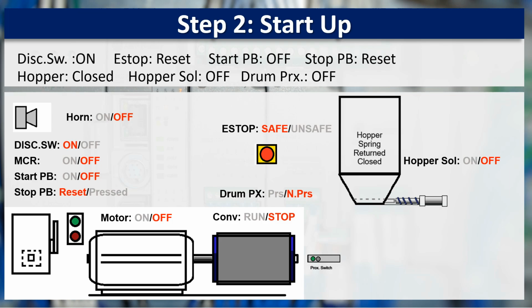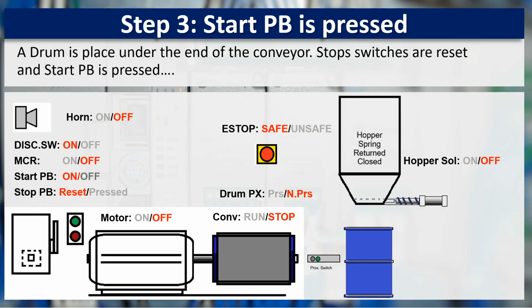As part of the startup routine, of course, the disconnecting means is going to be turned on. There's a stop and a start push button. One of them will need to be pressed to start the whole system, but at least the main disconnecting means has been turned on. So before the start push button is pressed, we make sure there's a drum in place. We make sure that the E-stop switch is reset and the stop push button is reset. And then we press the start button.